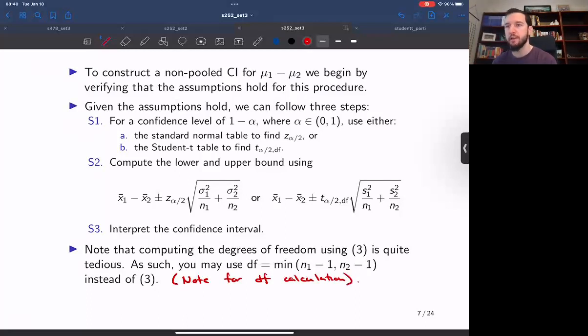All right, so this is just saying that in lecture and on the lecture assignments, we will take the minimum of the sample sizes and subtract 1 as our degrees of freedom for 2-sample tests, well, independent 2-sample tests. Okay. Any questions so far?